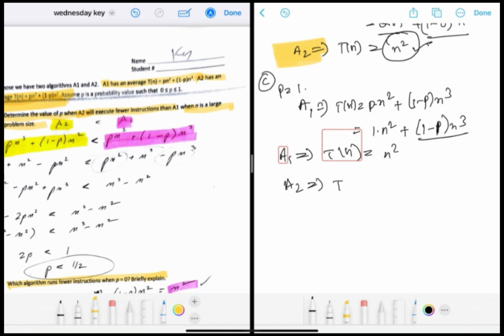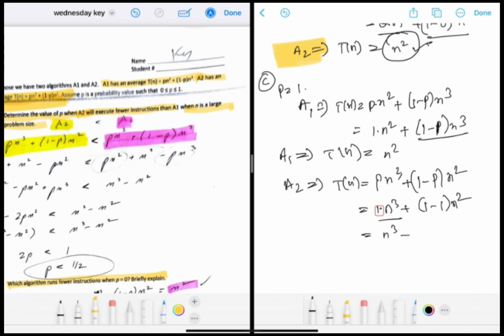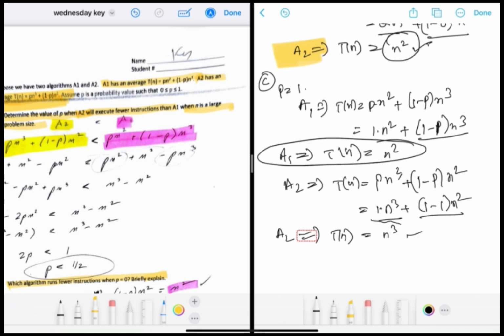And for A2, T of n is equal to P n cube plus 1 minus P n square. So when P is equal to 1, it is 1 times n cube plus (1 minus 1) n square. So this will be n cube. This is just 0, so let's take that away. So this is T of n for A2 when P is equal to 1. A1 has fewer instructions than A2, so the solution is A1.